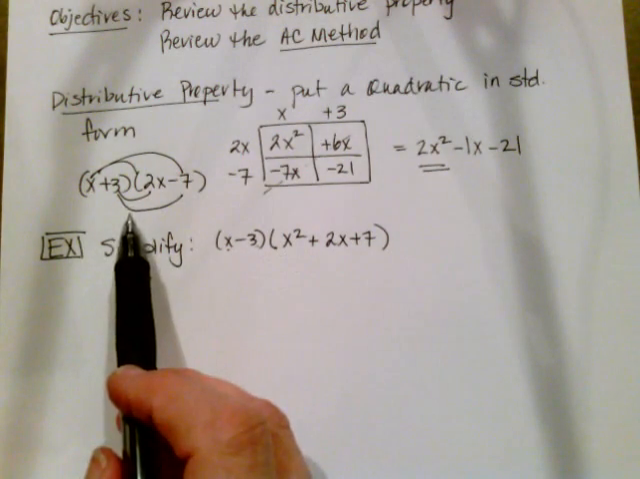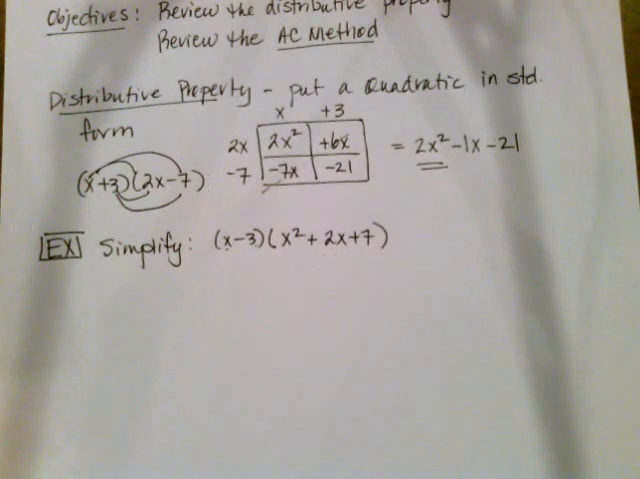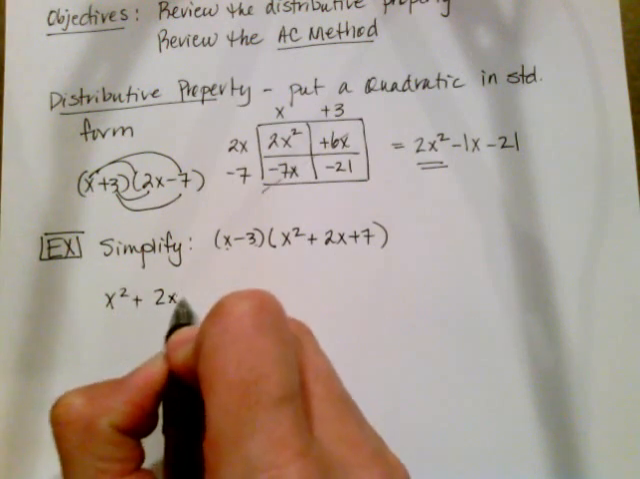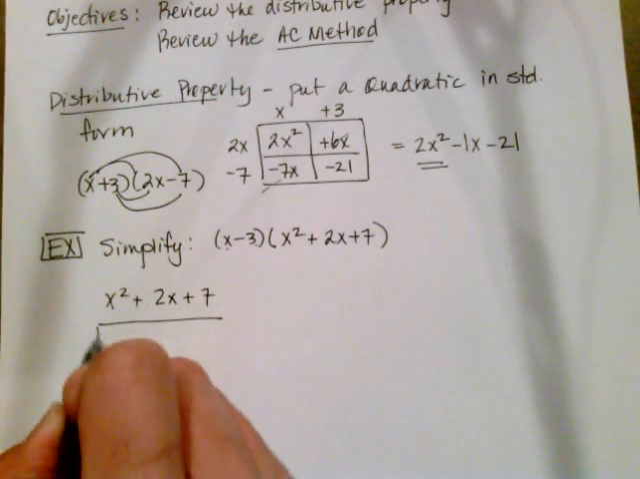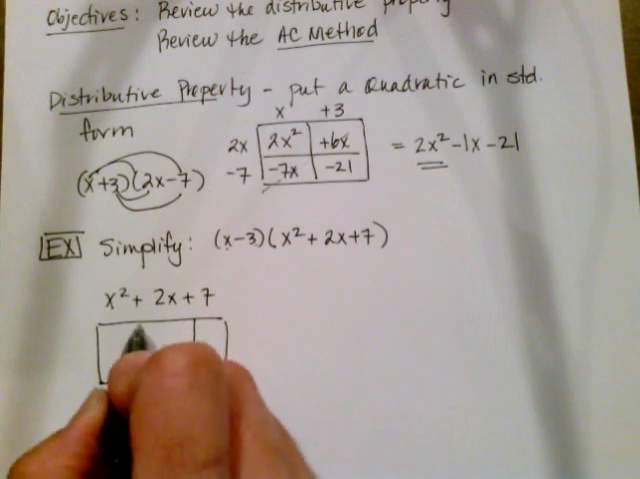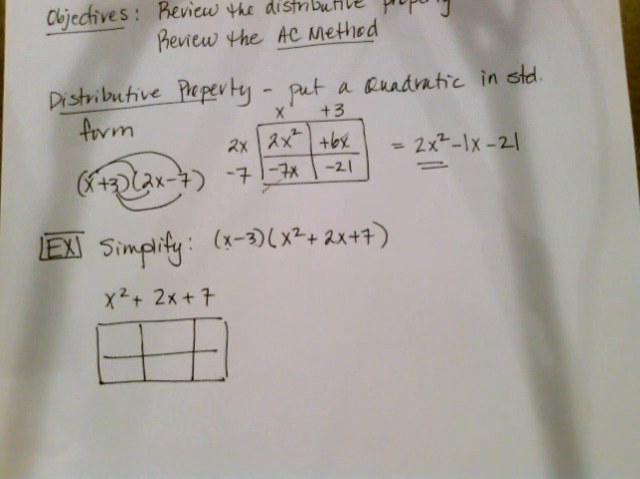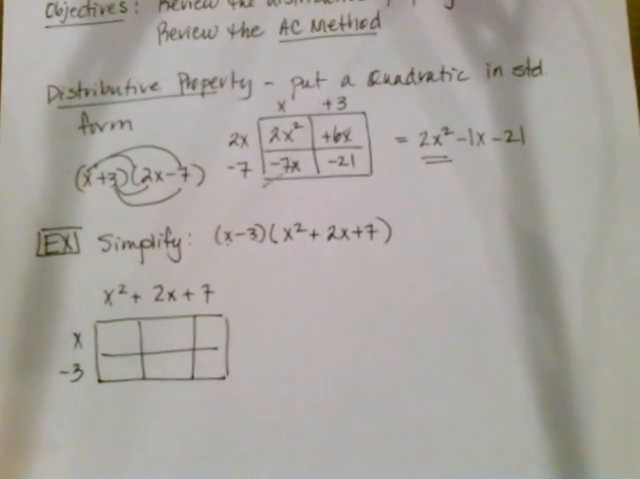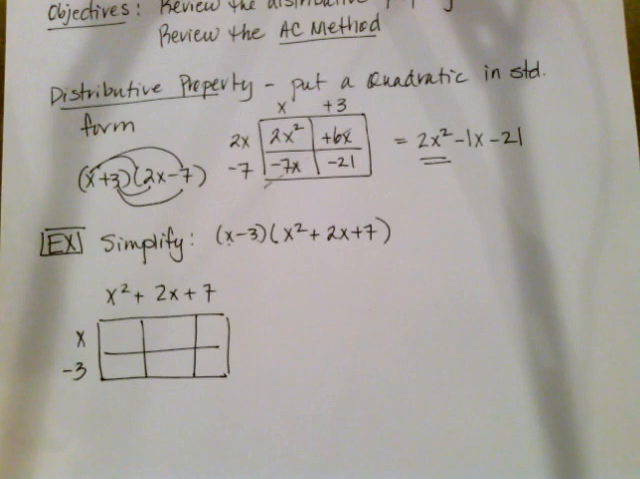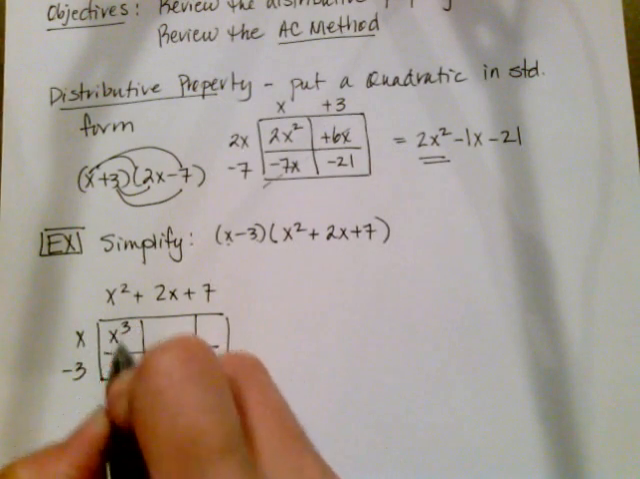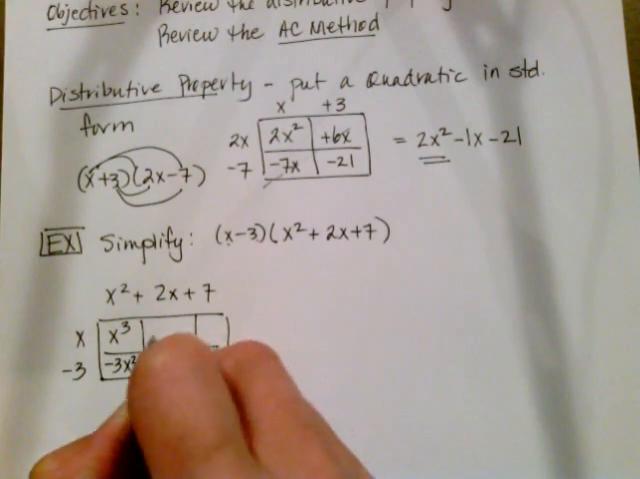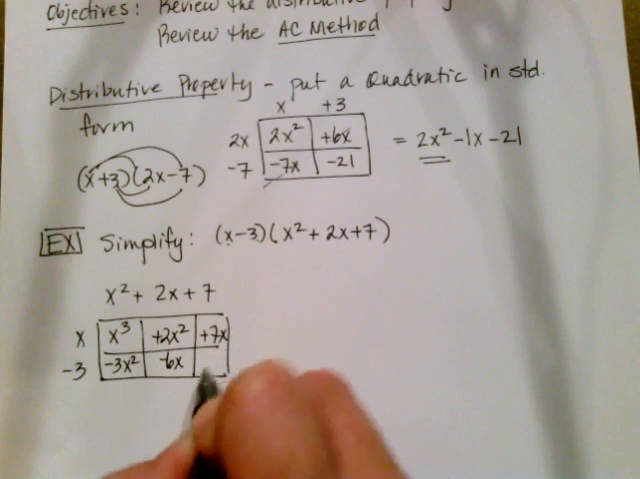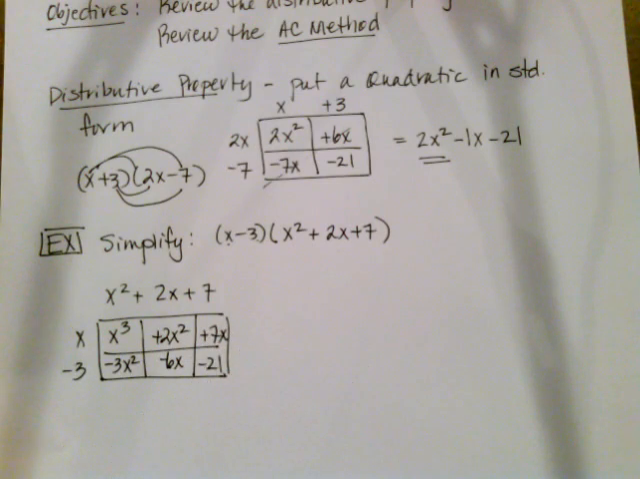You could still do FOIL if you wanted. I think with a box you're going to make fewer mistakes, and it doesn't matter whether you put the 3 thing on the top or on the bottom. So here is my box, 3 columns, and then I'm going to have my x and my minus 3. Alright, so if we start filling in our box, this is x cubed, minus 3x squared, plus 2x squared, minus 6x, plus 7x, and a minus 21.